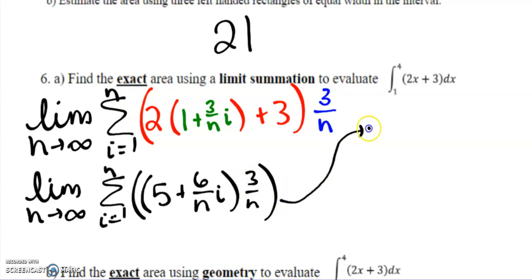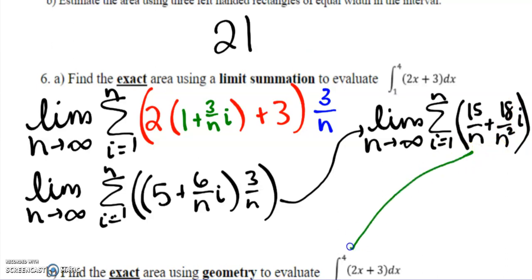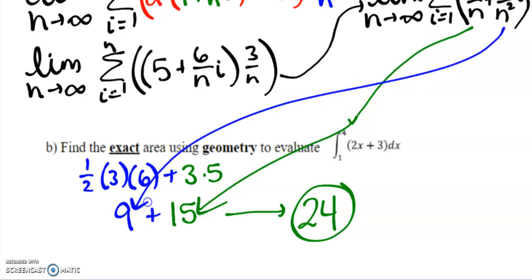Multiplying that in, then we get the limit as n goes to infinity. Sigma i equals 1 to n. I'm so going to run out of room. 15 over n plus 18 over n squared i. Now we can use our formulas. This is going to result in the green 15. This is going to result in the blue 9. We get an answer of 24.